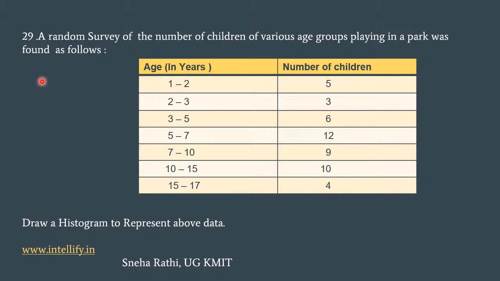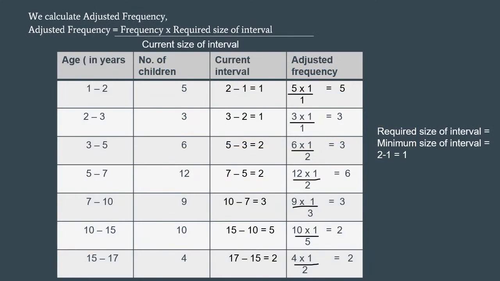Now the 29th one. A random survey of the number of children of various age groups playing in a park was found as follows. So age in years and number of children. 1 to 2 years children are 5 and 2 to 3 children are 3. Similarly, all are given. You need to draw a histogram to represent the above data. For this, I need to first calculate adjusted frequency.